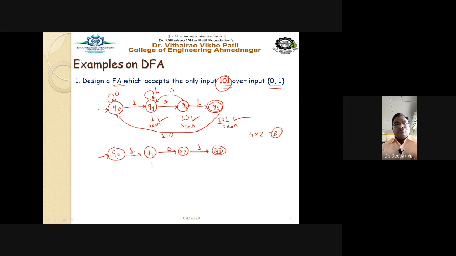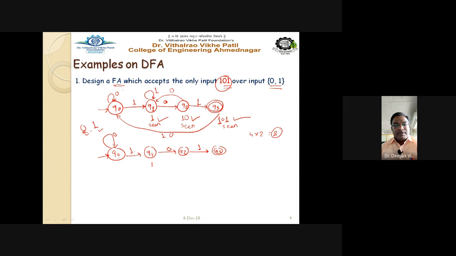See here, Q0 on 1 you have already marked. So how many inputs are there, 0 and 1? Each state must have a transition on each input. Q0 on 1 is already done here. Now what about Q0 on 0? You have to mark Q0 on 0. You can mark it as a self loop, because you do not have to disturb this 101 sequence. This sequence must be maintained. That's why Q0 on 0 is nothing but a self loop. Getting this point? Okay, so both inputs are over for Q0.